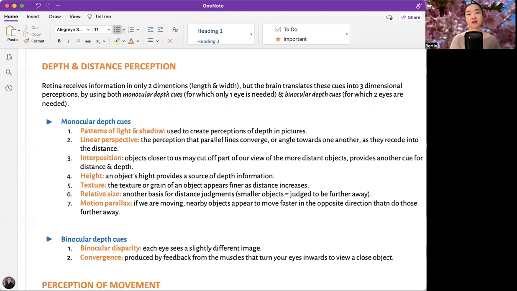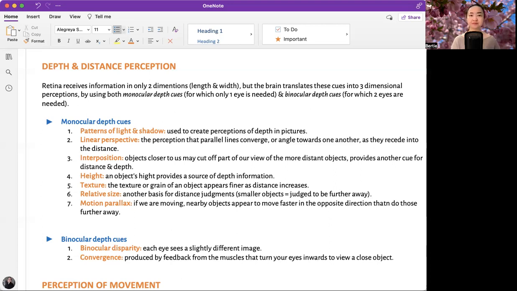Monocular depth cues. Patterns of light and shadow, used to create perceptions of depth in pictures. Linear perspective, the perception that parallel lines converge or angle towards one another as they recede into the distance. Interposition. Objects closer to us may cut off part of our view of more distant objects, providing another cue for distance and depth.